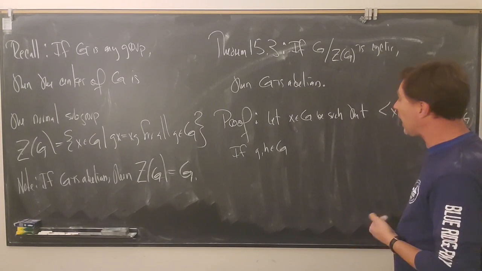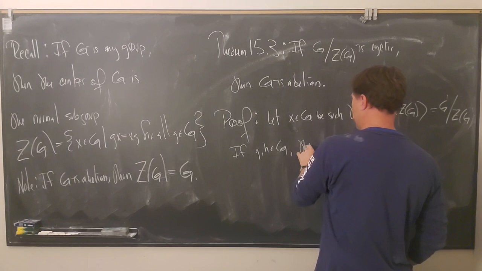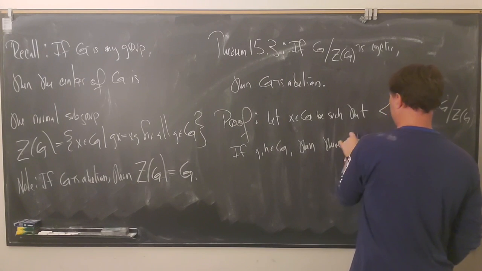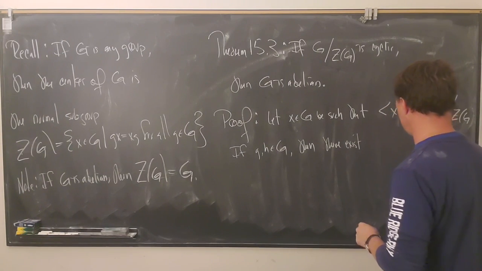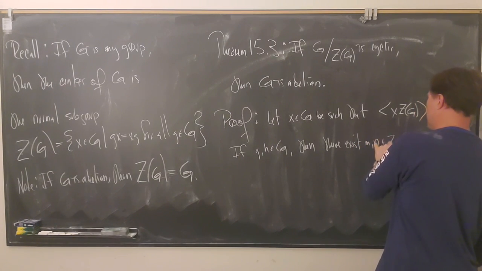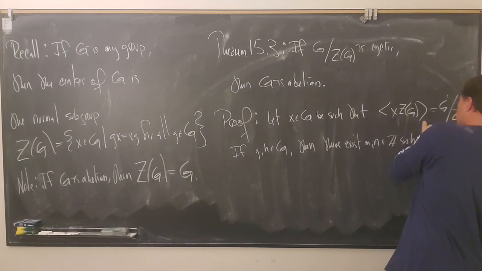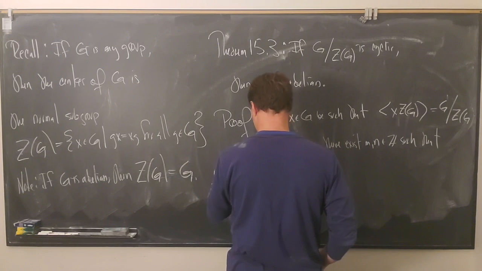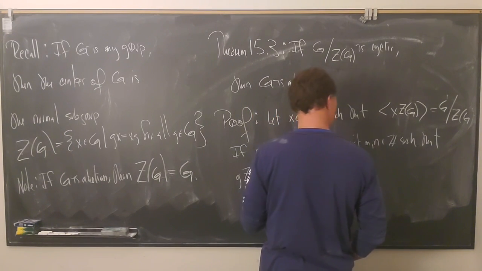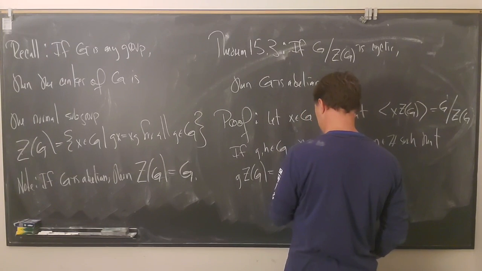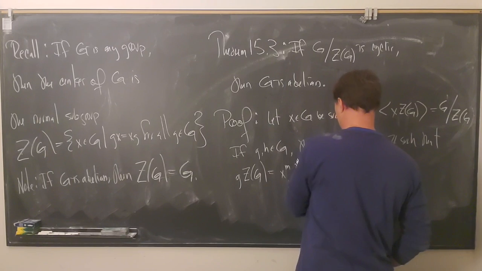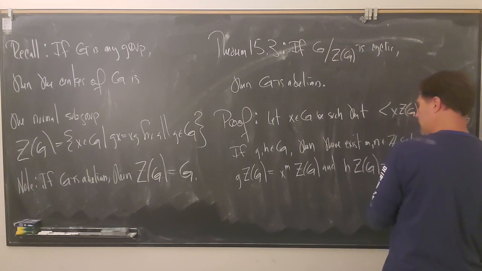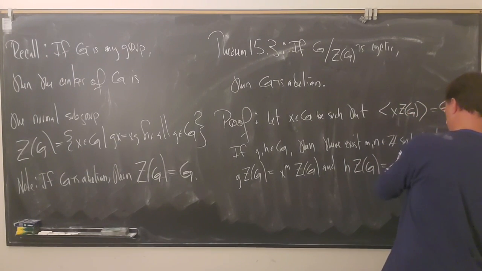So now, if g and h are in G, then there exist, let's call them m and n in Z, such that the coset gZ(G) is equal to x^m Z(G), and the coset hZ(G) is equal to x^n Z(G).